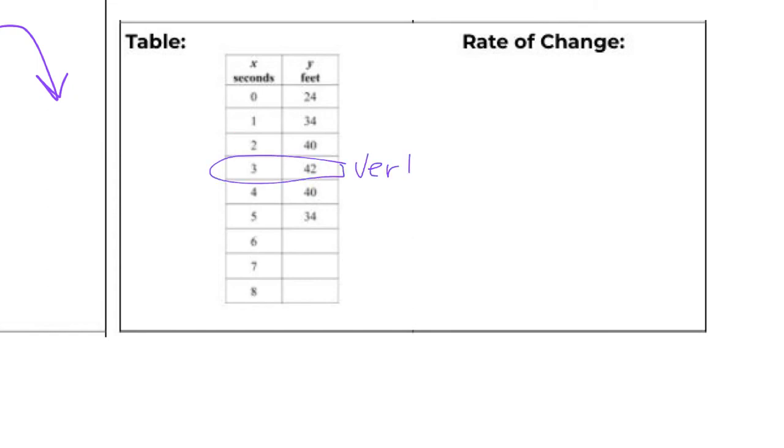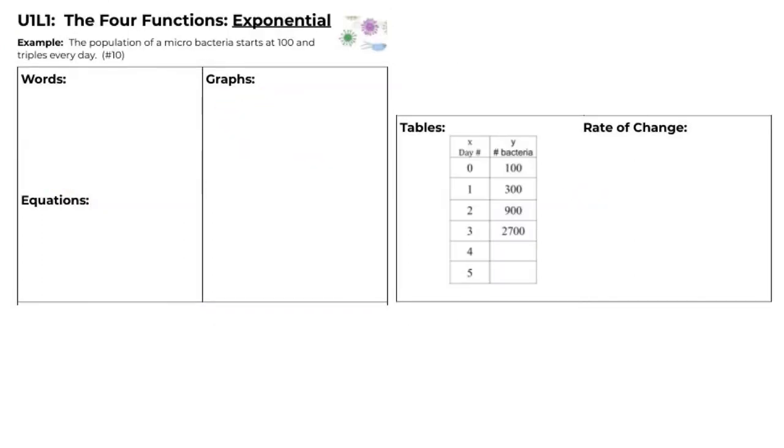Or we might call that a vertex. Another type of function that we're learning about are exponential functions. And an example from our card sort was the population of a microbacteria starts at 100 and triples every day. That was scenario number 10.